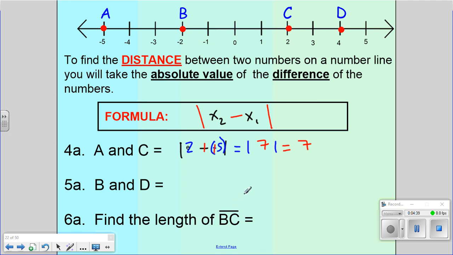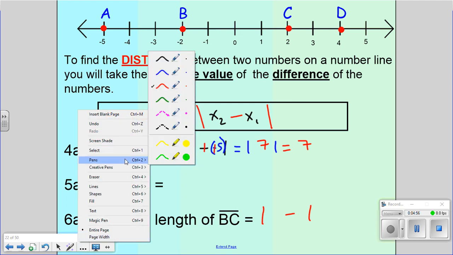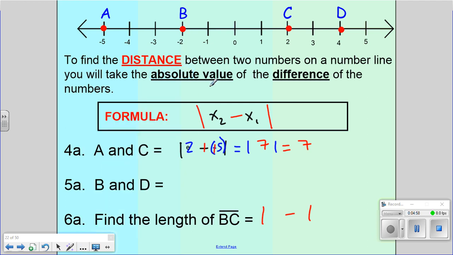Jump down to 6a. It says find the length of segment BC. Same question, just different wording. So again, draw my absolute value bars with my minus sign. And again, C is the furthest point on the right, so it's located at 2. B is on the left. He's at -2. Put him in parentheses.